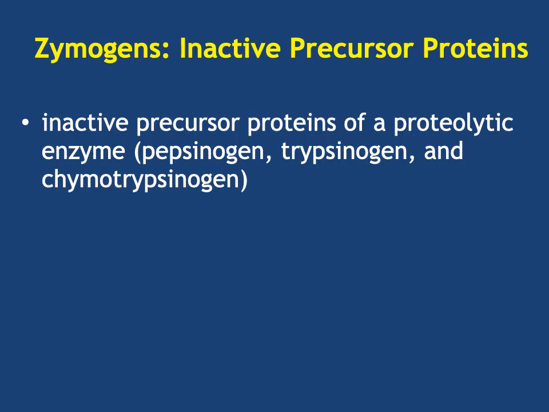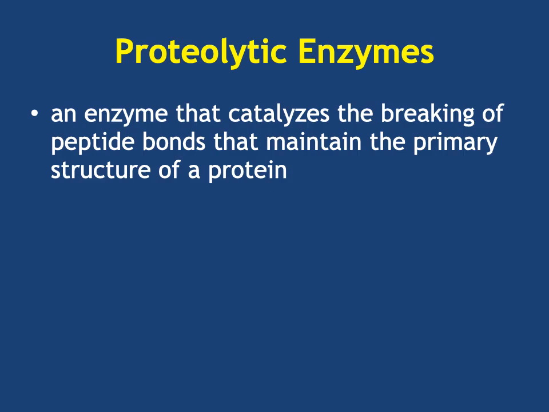A third mechanism for regulating cellular enzyme activity is based on the production of enzymes in an inactive form. These inactive enzyme precursors are then turned on at the appropriate time. Such a mechanism for control is often encountered in the production of proteolytic enzymes. So what are proteolytic enzymes? These are enzymes that catalyze the breaking of peptide bonds that maintain the primary structure of a protein.